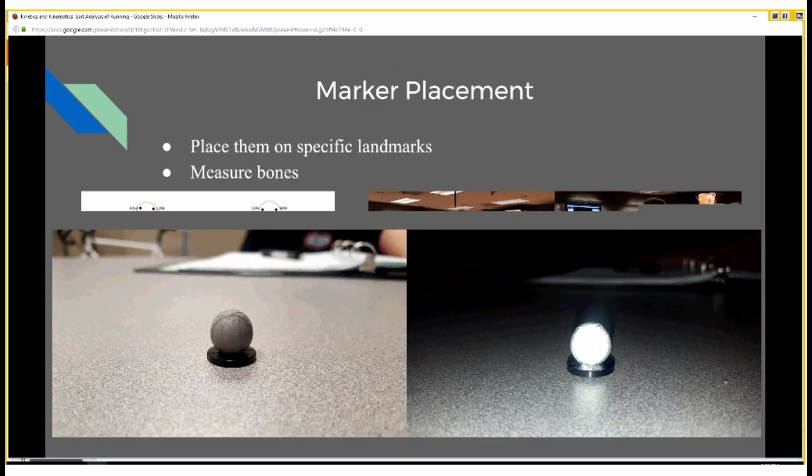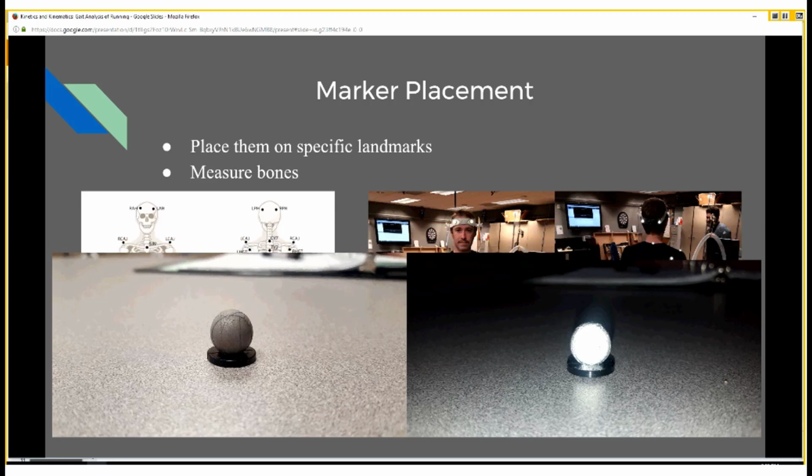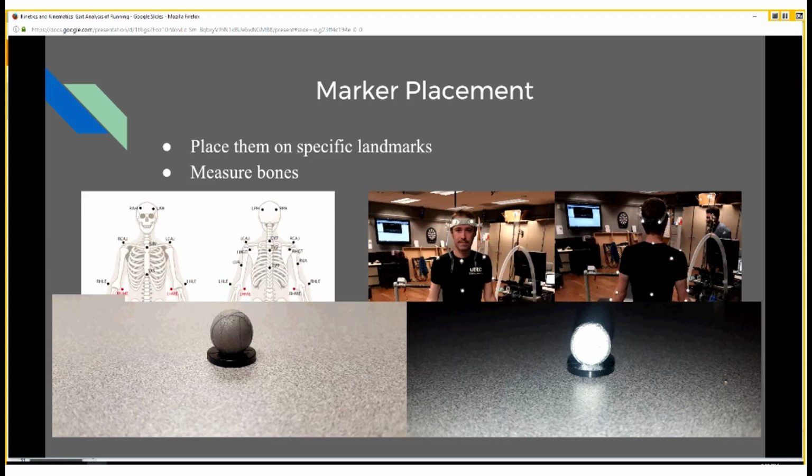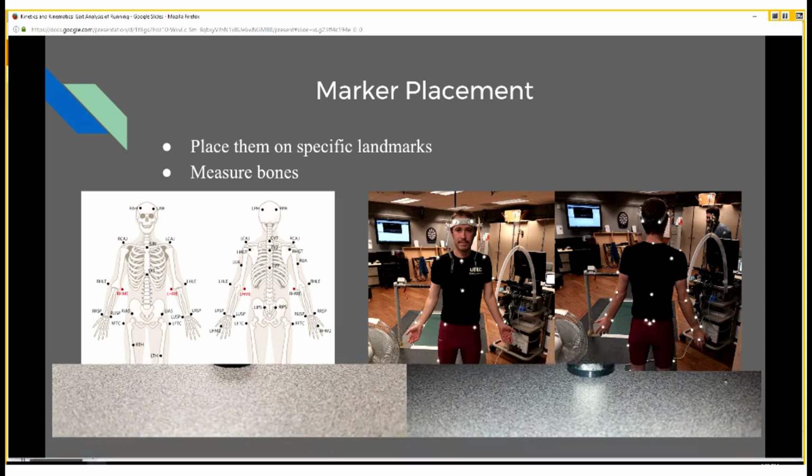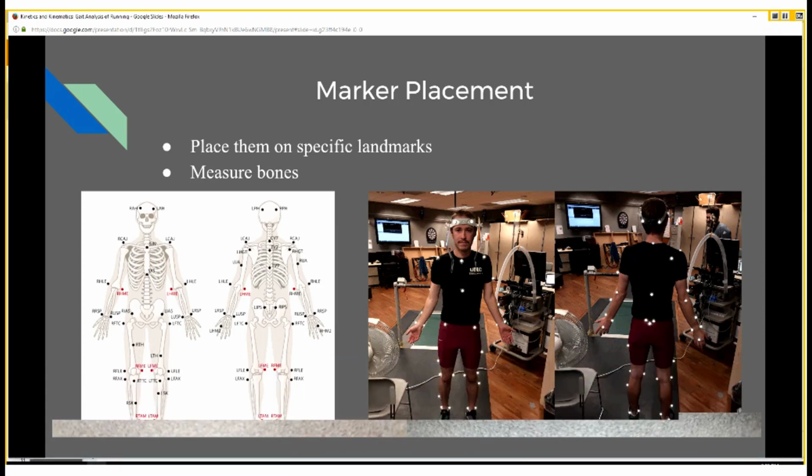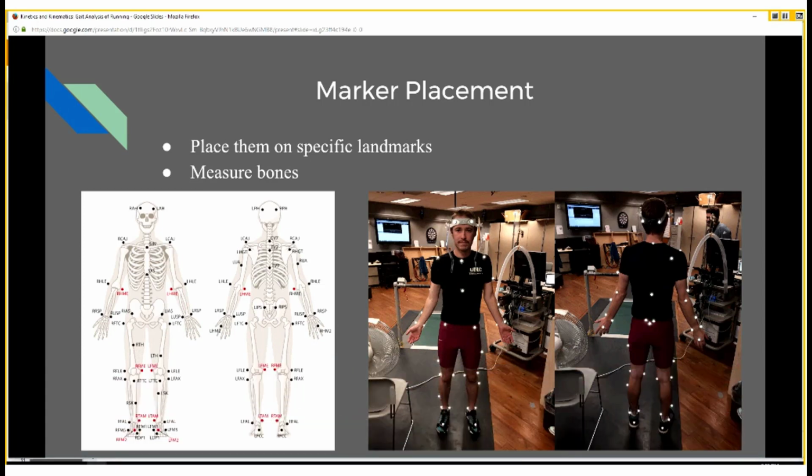All right, and so where we place them, like I said, is on anatomical landmarks, which means just bone segments. And we measure the bones just so we can be more accurate. And this is a picture of where the bones and where the markers should be located. And this is Shane with a mustache. And all the markers are placed basically where the bone segments are located. And you can compare these two pictures. This is the front, and this is the back picture.